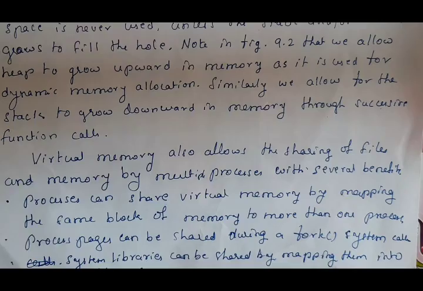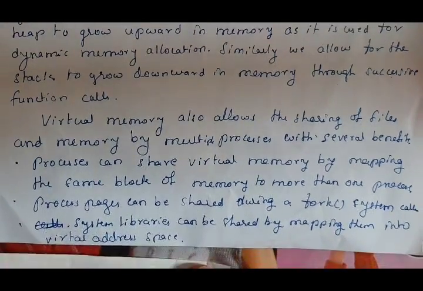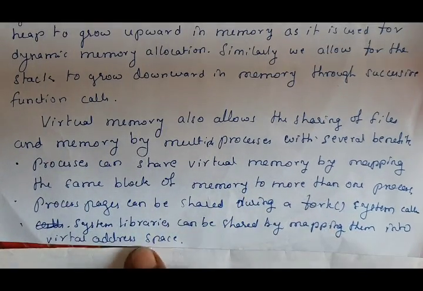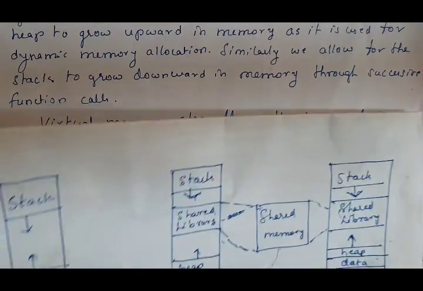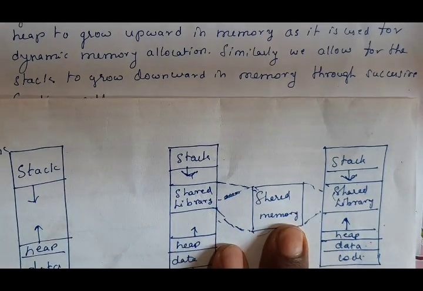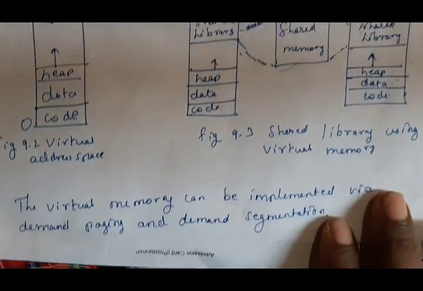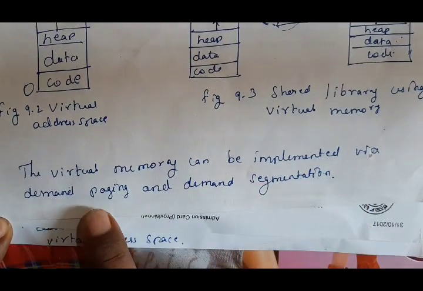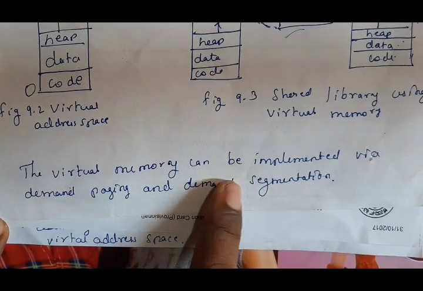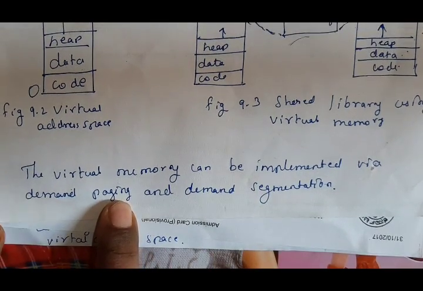Then system libraries can be shared by mapping them into the virtual address space. Library functions can be shared through shared memory. This is the concept of virtual memory. Virtual memory can be implemented via demand paging and demand segmentation. In the next video you are going to learn how to implement virtual memory via demand paging. Okay, thank you.